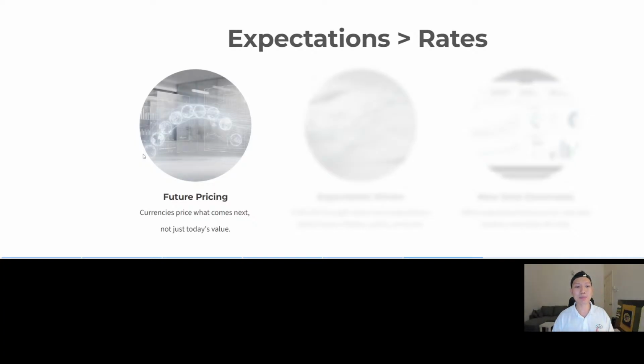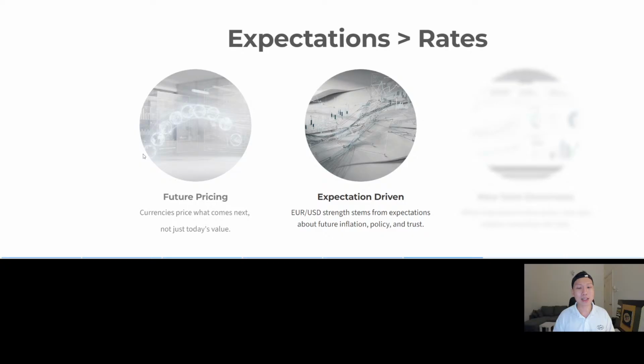Now, what is expectation actually formed by? First is future pricing. Currency price is about what comes next, not just based on today's value. We don't think about the price being at a current high only because of things happening today. The price is going high because expectations are influencing the price going up and down today. Number two is expectation driven. Euro US dollar strength stems from expectations about future inflation, policy, and trust.